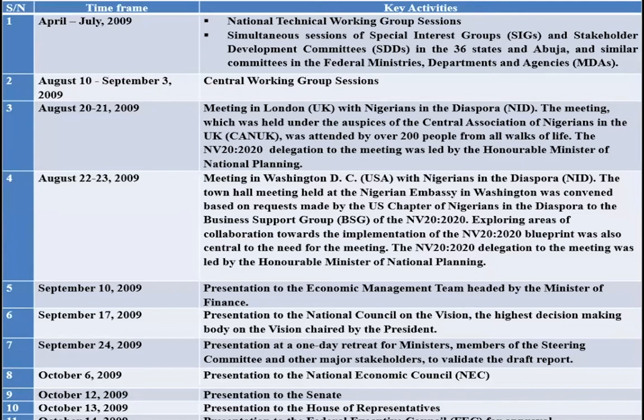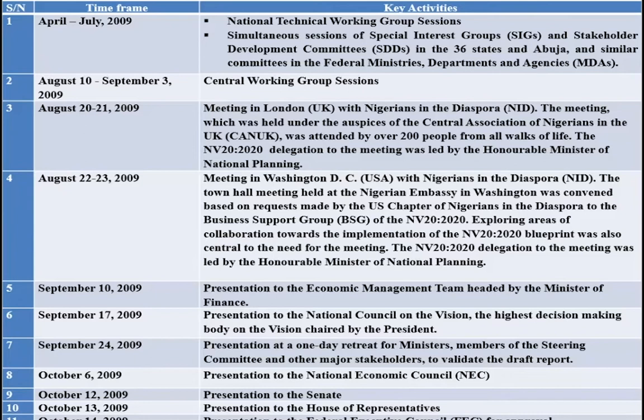Personally, I was involved in this process. Various sectors of the economy were covered, various categories of people, various stakeholders. I was a member of the technical committee. I was also a member of the central working group during this process. So we can talk about how elaborate it was.